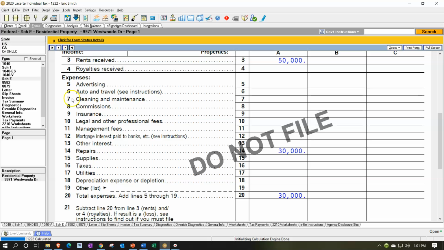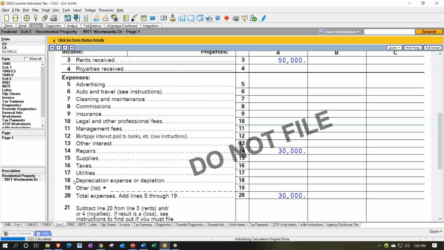So advertising, auto and travel, cleaning, commission, insurance, legal and other professional, management fees if they have a management company, mortgage interest and points. So that's just like the mortgage interest on your Schedule A that you would deduct, except this time the mortgage interest is basically a business expense or rental expense because you have the mortgage in order to help you to generate the revenue. And that would mean that this makes more sense in essence to deduct it, right? Because now you're paying the mortgage in order to generate revenue as opposed to a personal reason for your personal residence. So then the other interest, repairs, supplies, taxes, utilities, then depreciation.